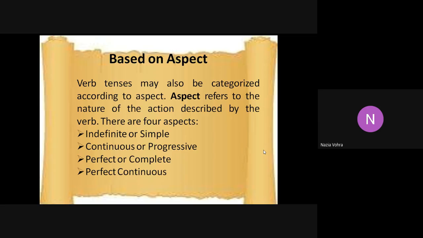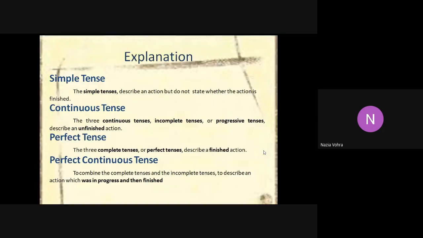So let's go to the next slide. Now, a simple tense. What is a simple tense? A simple tense describes an action but does not state whether the action is finished. Mostly we use these simple tenses in our day to day regular activities.